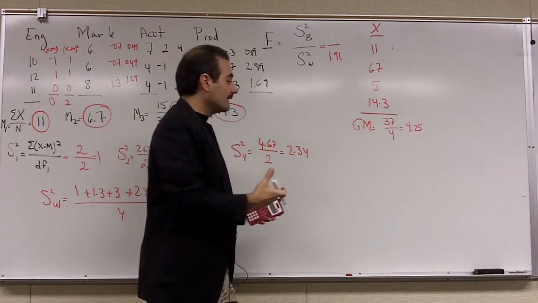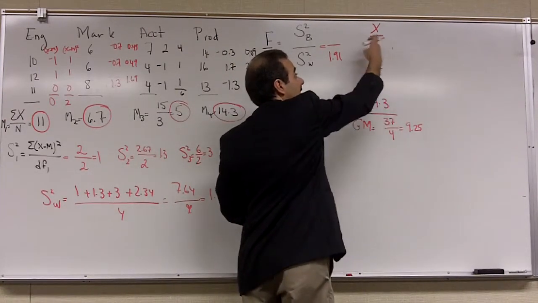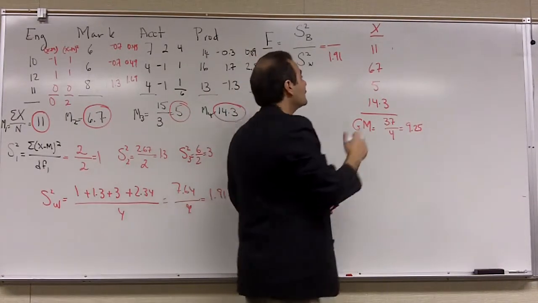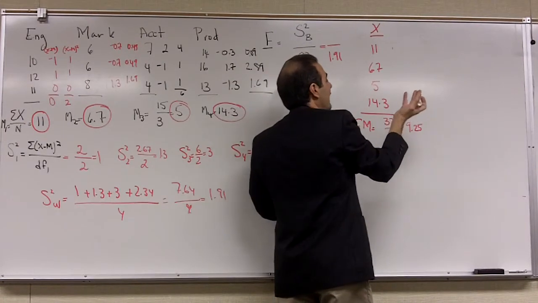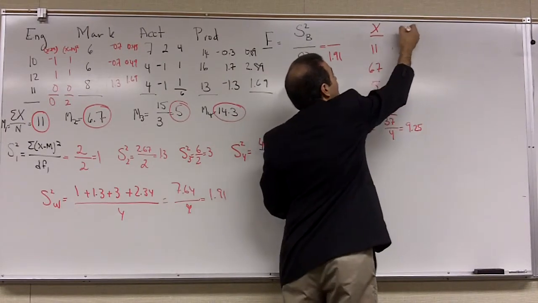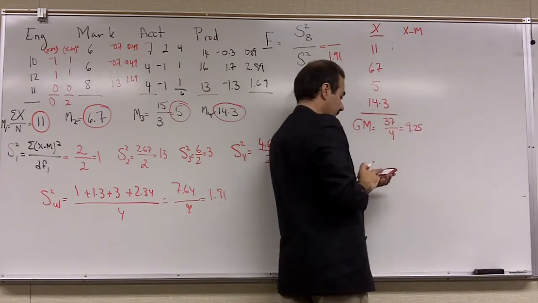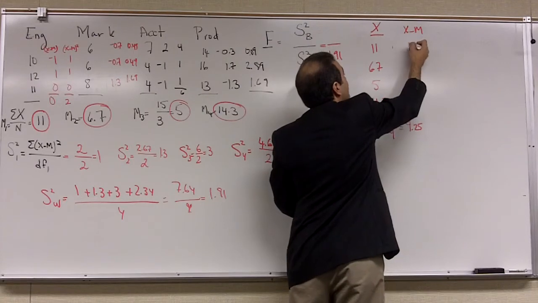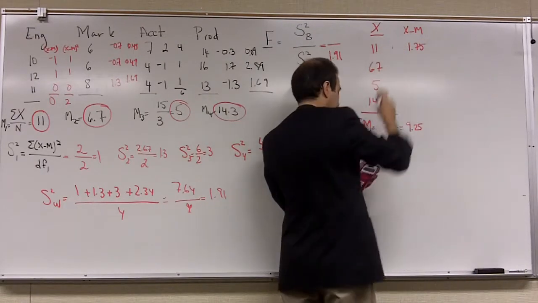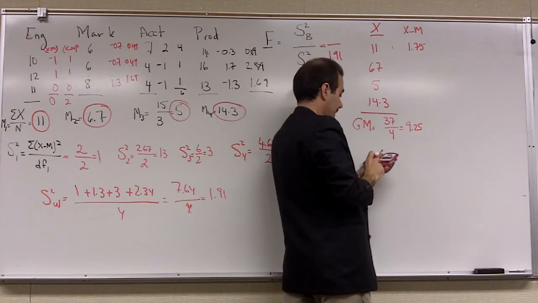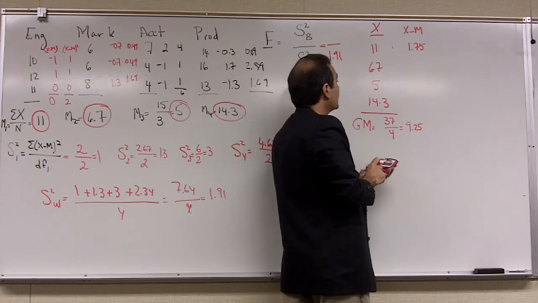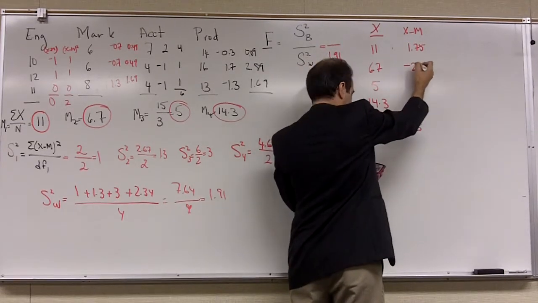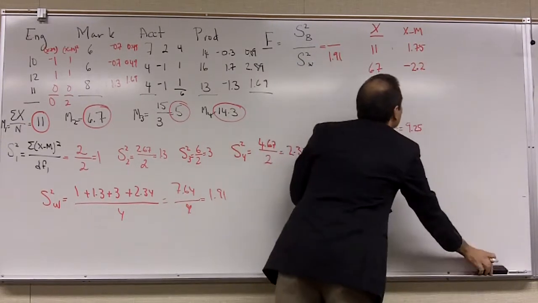Now what we do is exactly what we've done every time. We calculate the variance of this set of scores. To calculate the variance is what you've done forever and ever. You basically say x minus m, so 11 minus 9.25 gives us 1.75. Then 6.7 minus 9.25 gives us minus 2.55.